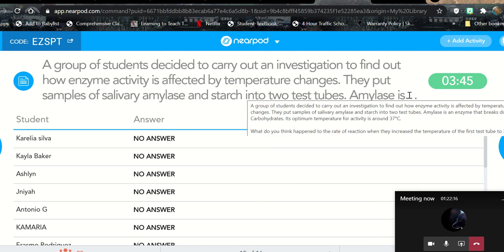Oh, here it goes. So again, amylase is an enzyme that breaks down carbohydrates. It likes to be at a temperature of 37 degrees Celsius. What do you think happened to the rate of reaction when they increased the temperature of the first test tube to 37 degrees Celsius? Hint, hint, this particular enzyme likes to be at that temperature. So what is going to happen to that reaction?